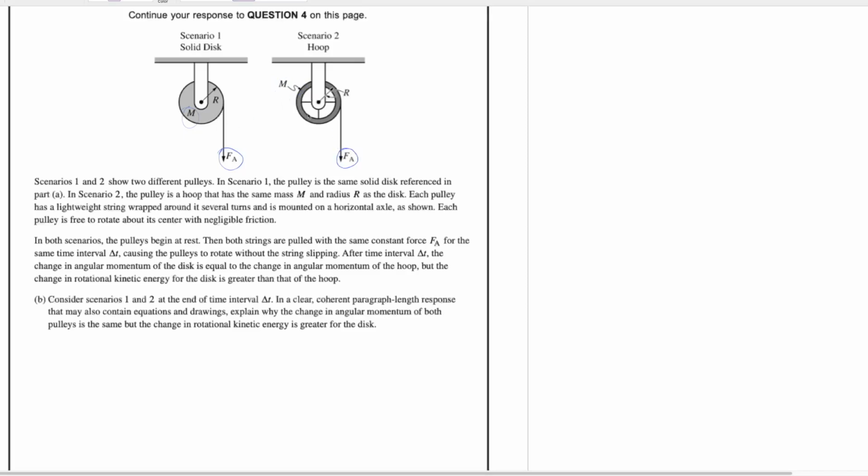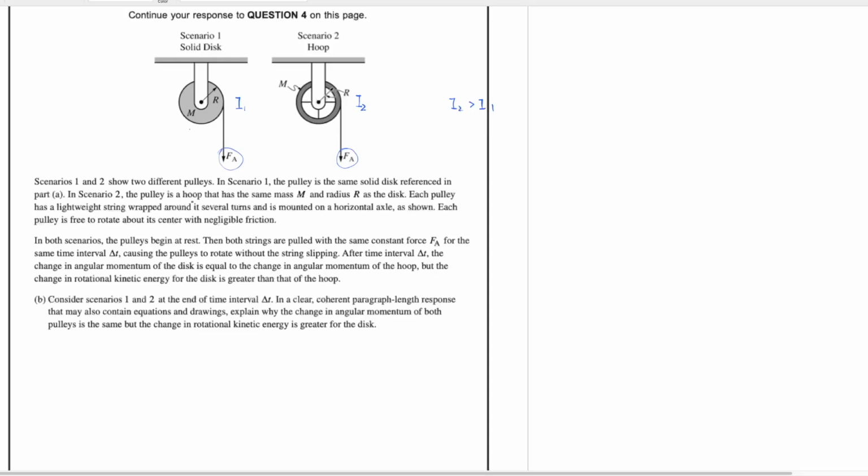So the configuration is very similar. The only difference is they have a different I, right? For this hoop, definitely I is bigger because they have the same mass. The average distance from any point on the hoop to the center is longer than the average distance from any point to the center on the solid disk. So this one definitely has a bigger I. We can say this one has I2, this one I1. I2 is bigger than I1.